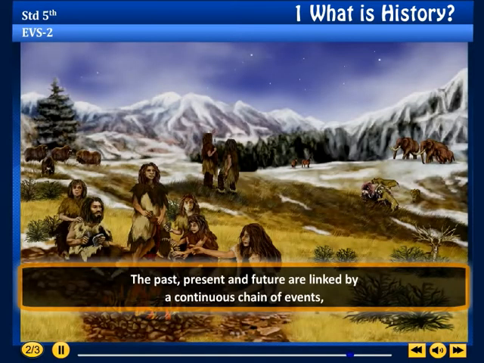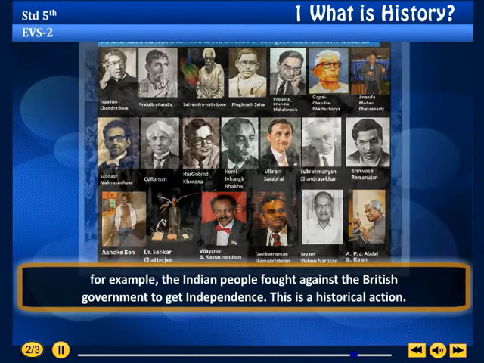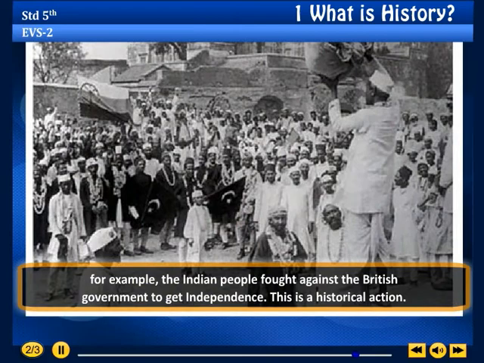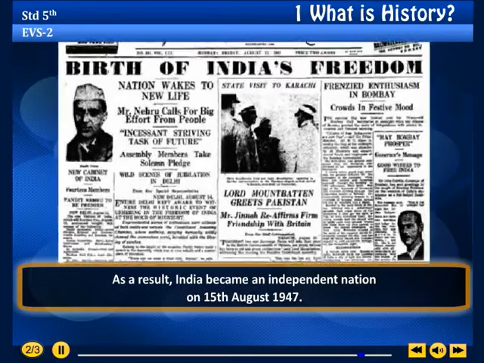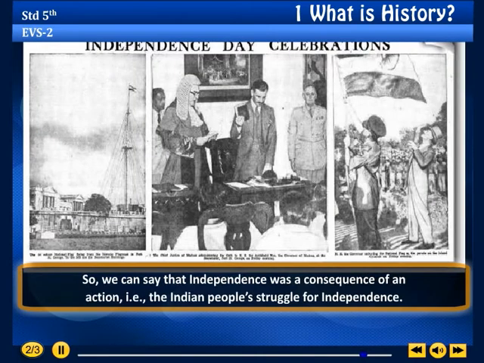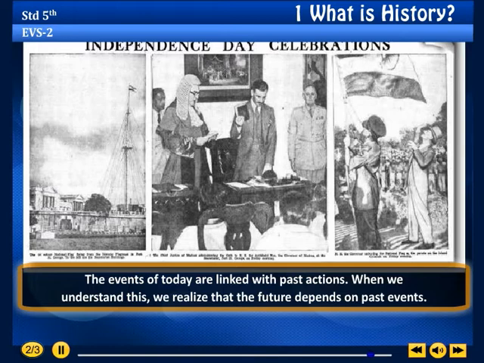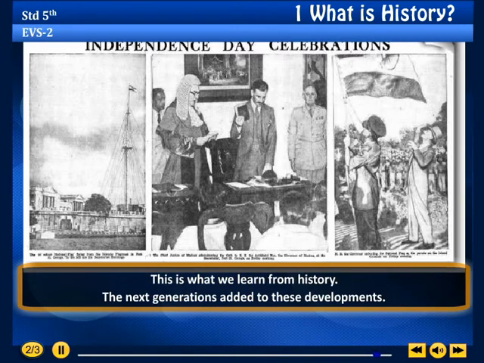The past and the future. The past, present and future are linked by a continuous chain of events. For example, the Indian people fought against the British government to get independence. This is a historical action. As a result, India became an independent nation on 15th of August 1947. So we can say that independence was a consequence of an action, that is, the Indian people's struggle for independence. The events of today are linked with past actions. When we understand this, we realize that the future depends on past events. This is what we learn from history.